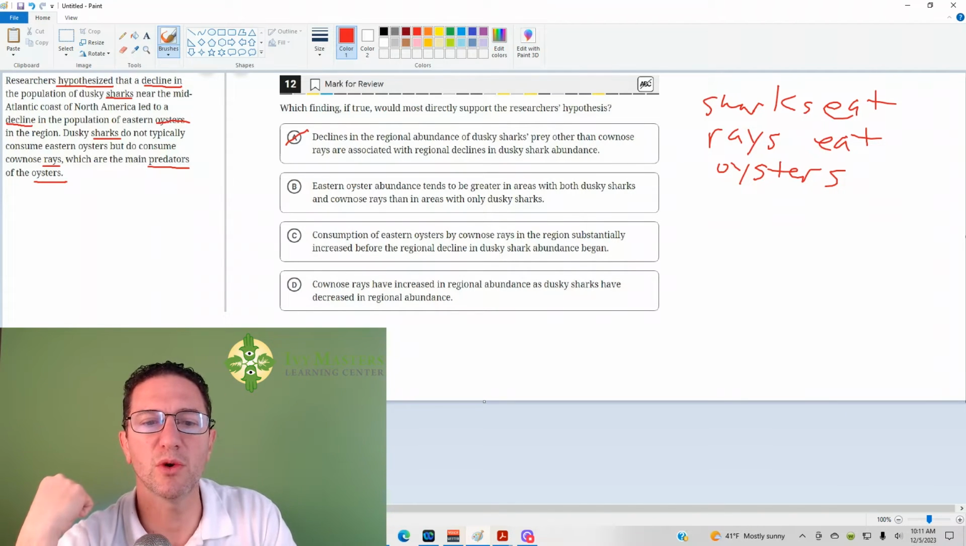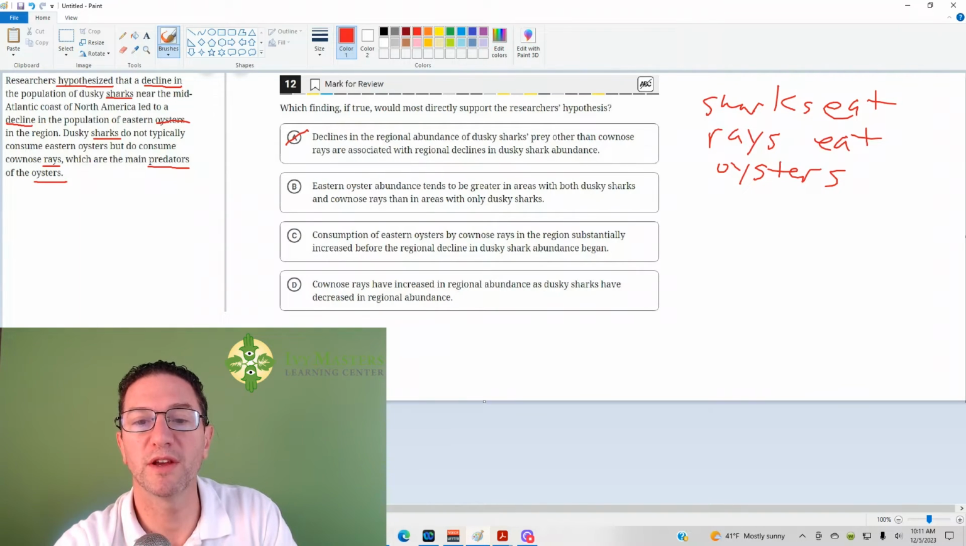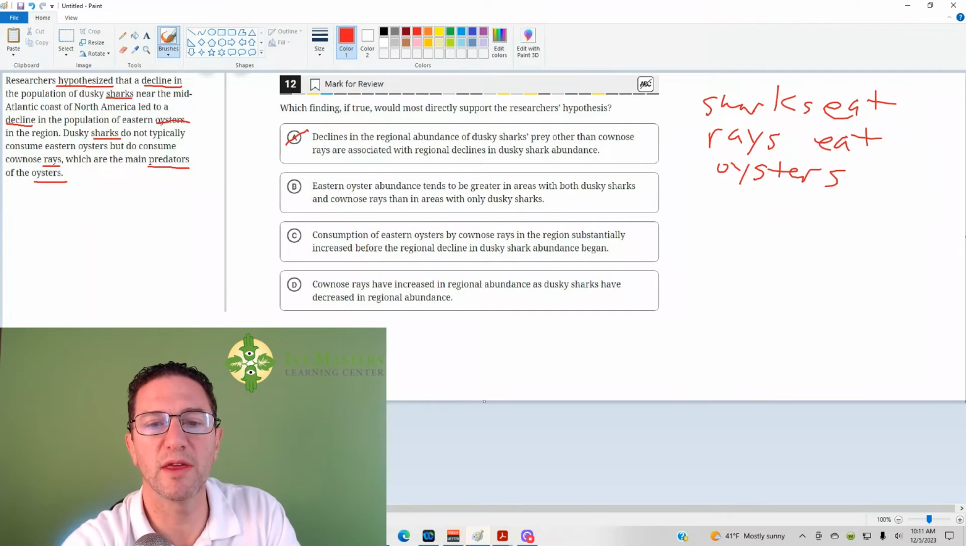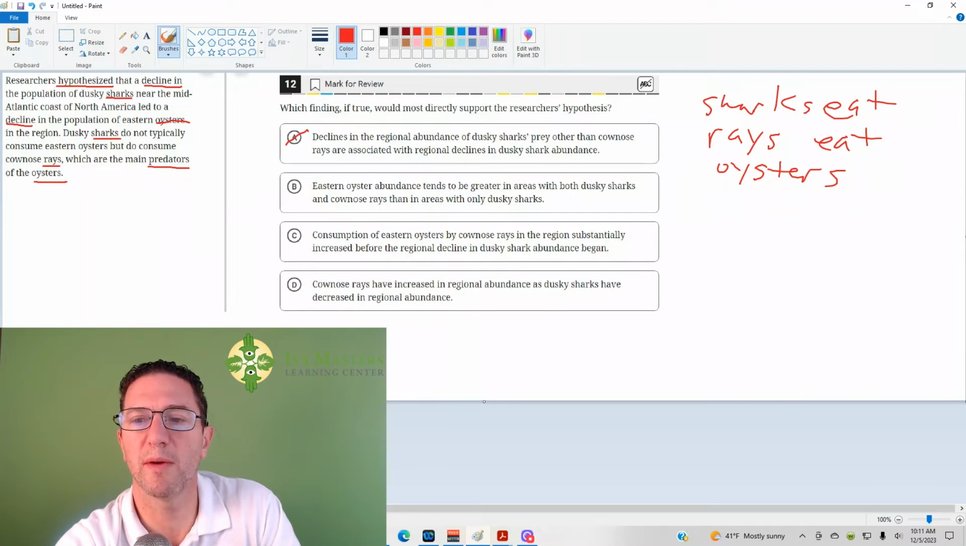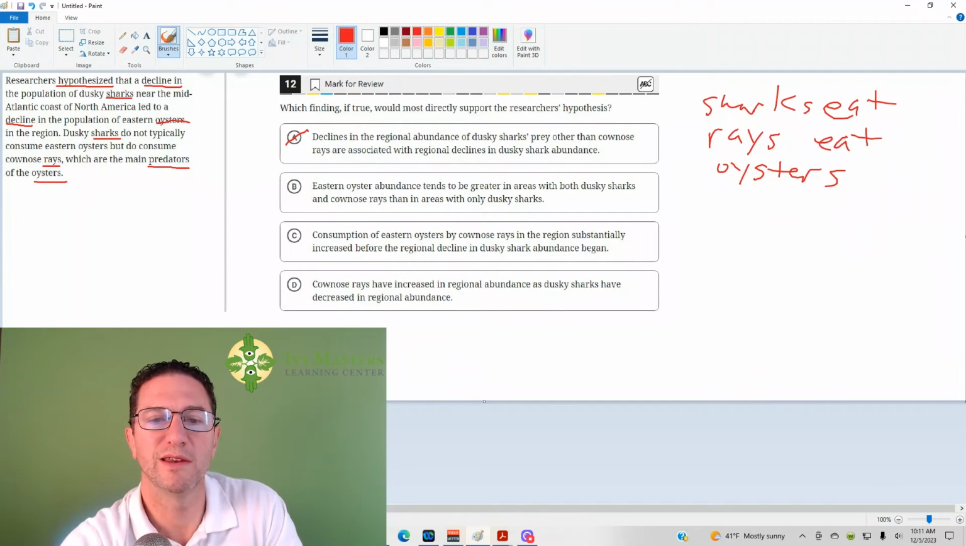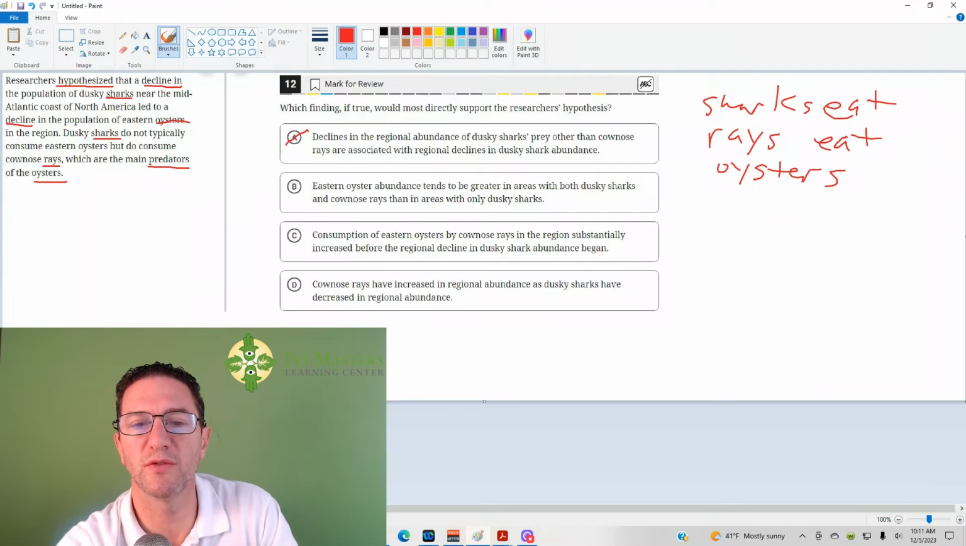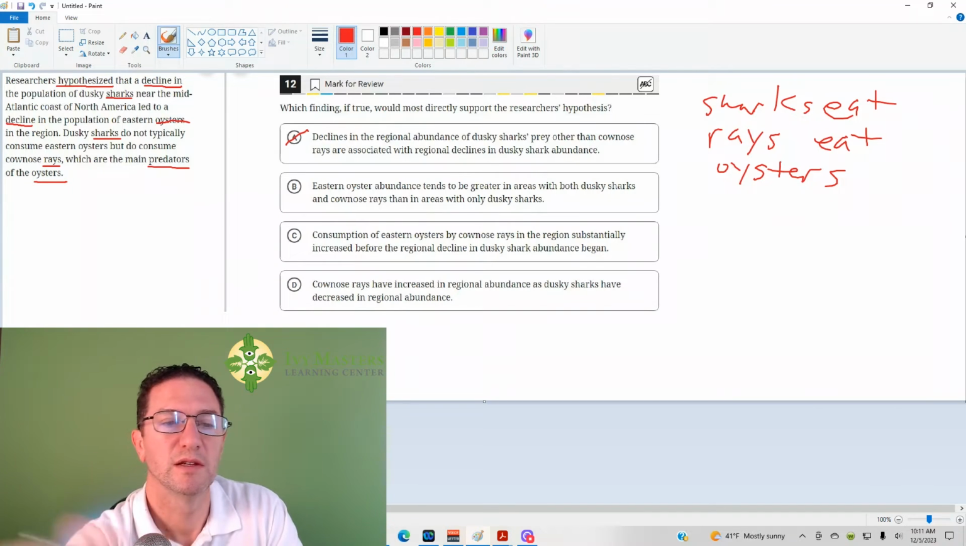Answer is B. Eastern oyster abundance tends to be greater in areas with both dusky sharks and cownose rays, than in areas with only dusky sharks. So that does not make sense either, because if there's an area that there's only dusky sharks, then those dusky sharks would eat the rays, but there's no rays around. And remember, the rays eat the oysters, and so there's actually going to be more oysters if there's an area that there's only the sharks, because there's no rays to eat those oysters. So answer choice B is gone.